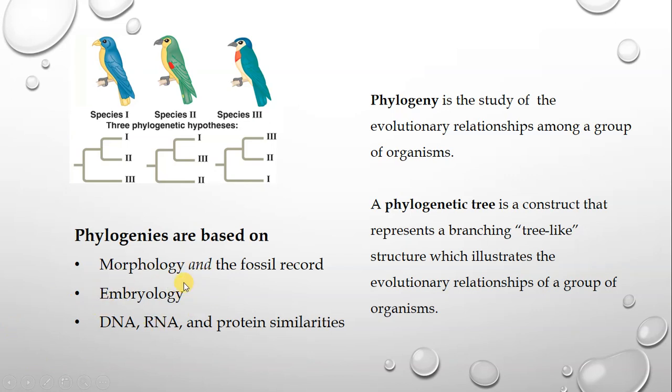Here I'm going to introduce you to what kind of data you can use for phylogenetic analysis. You can use morphological data, data from the fossil records, you can use embryological data from the field of embryology, or you can use DNA, RNA or protein sequences. Mainly people are using these three kinds of data to interpret the evolutionary relationship between different organisms.